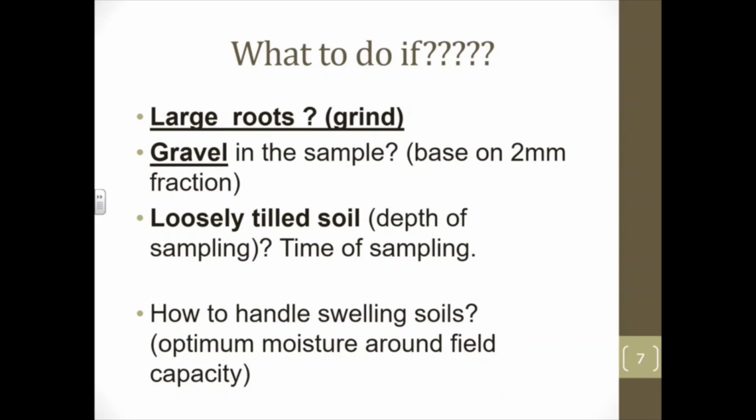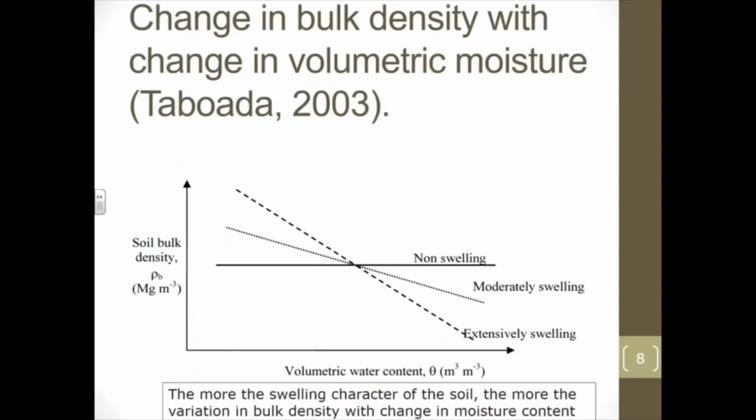And how do you handle swelling soils? Well, I mentioned this idea of the optimum moisture, which is around field capacity when you're doing the sampling. But you have to remember that if you're dealing with swelling soils, you're dealing with a soil that's doing this to you. This is a non-swelling soil. So, as the soil moisture content goes up, your bulk density doesn't change. This makes life easy. But if you're dealing with a very strongly swelling soil, like this one here, as your moisture content falls, your bulk density goes up. So where do you do your sampling? It's very important to make sure you quantify where you're doing the sampling, because you need that bulk density information.